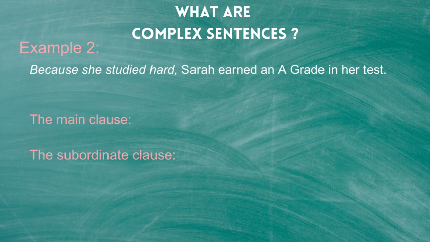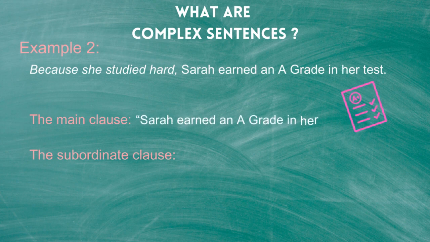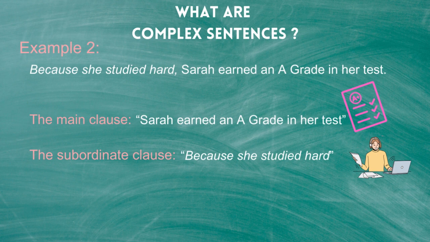In this example, the independent clause is, Sarah earned an A grade in her test. It can stand on its own. After reading this part of the sentence, we know that Sarah scored an A grade in her test. The part that says, because she studied hard, is called the dependent clause, because it doesn't make sense alone. But it gives us important information. It tells us that Sarah could only get a good grade because she worked hard.